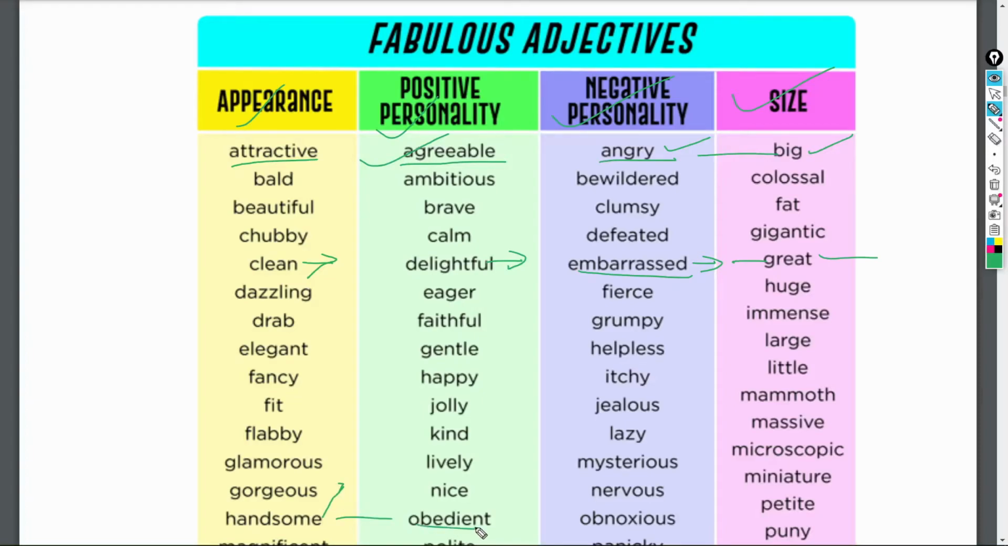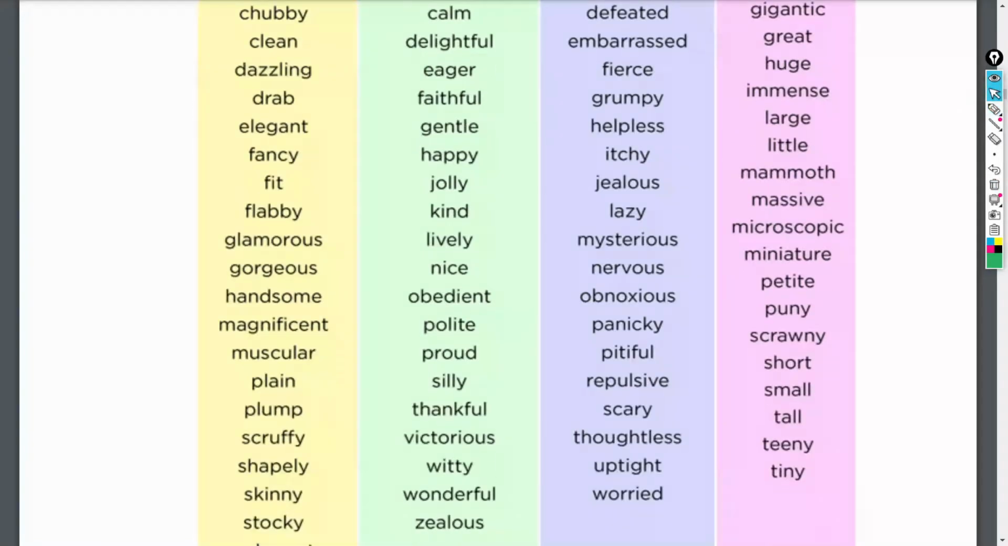Obedient, he is an obedient child, positive. Obnoxious means a hateful boy, because his behavior is not good, obnoxious. So yeah, this is a bunny, this is also related to the size. Now let us continue, go for the next.